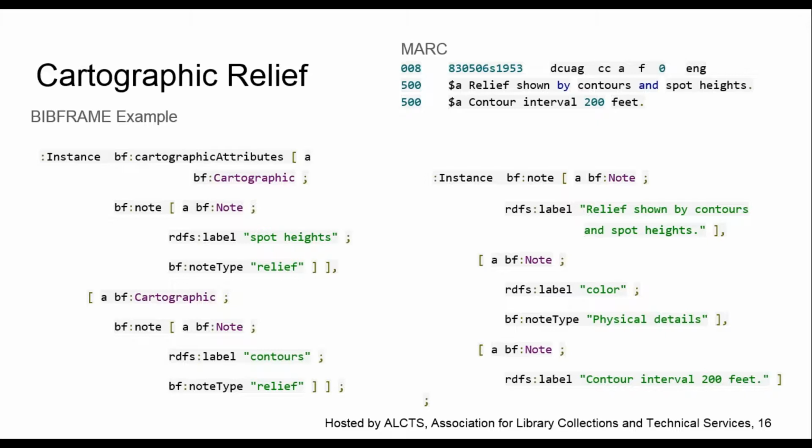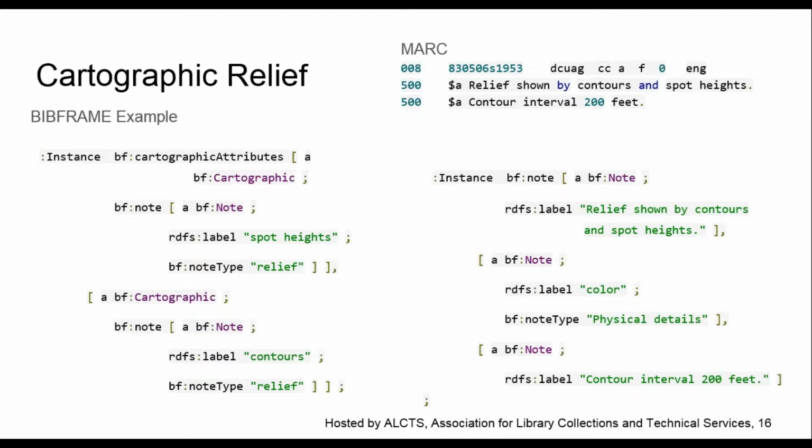And on the left, you'll see the BIBFRAME converter has turned the 034 relief codes into two separate cartographic objects that have a BF note where the label is relief type, and the note type is coded as relief. So this is fine. It would probably work for machine purposes, though we're still dealing with some strings as literals. On the right, you'll see that the BIBFRAME converter has converted the 500 data into two BF note objects, one for the relief 500 and another for the contour intervals note.